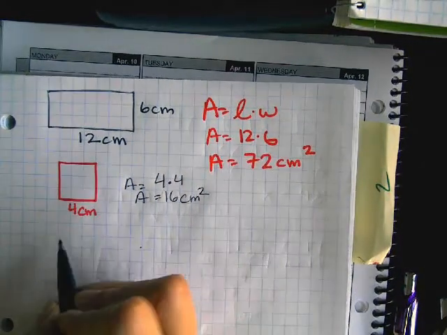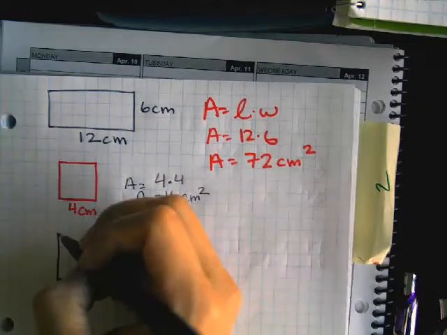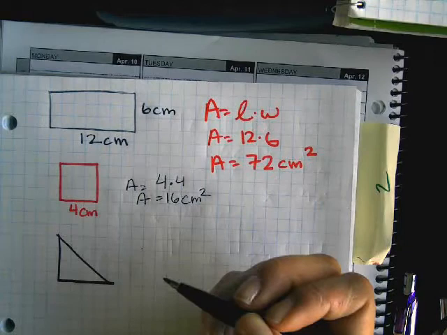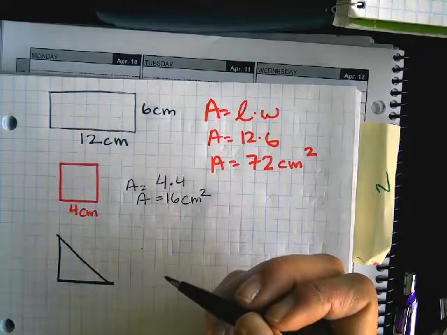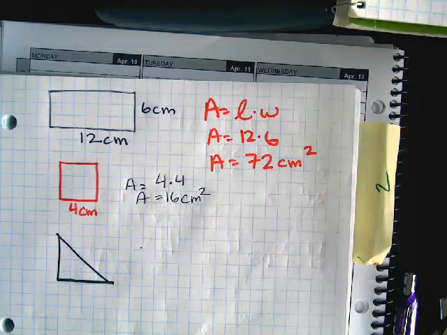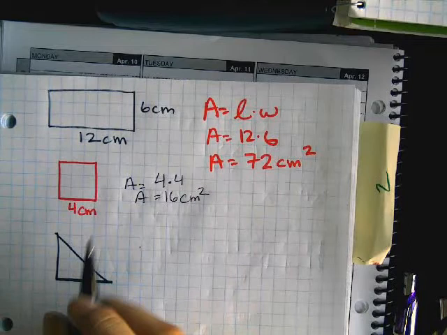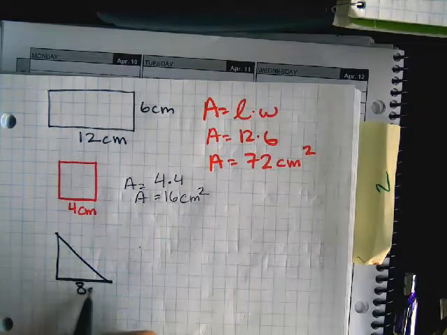Now we have a triangle. We'll do a right triangle. We'll do 8 centimeters.